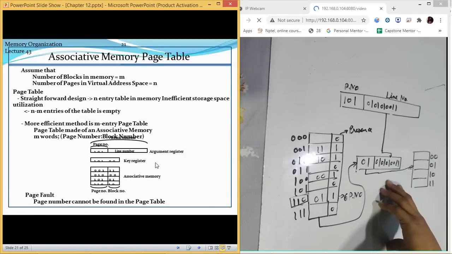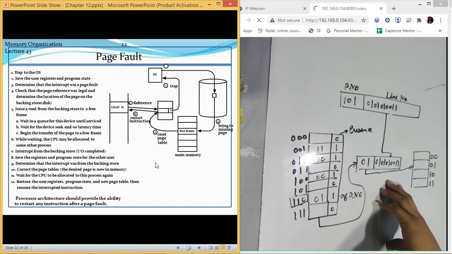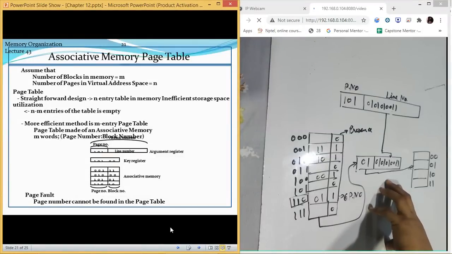Then we have associative page mappings. We will do it in the next class. We are not going to do it now.